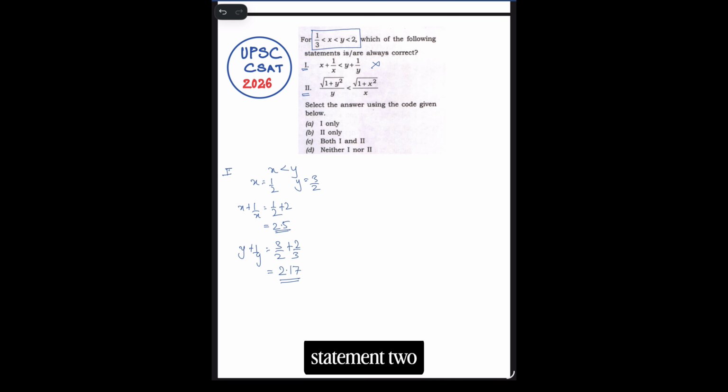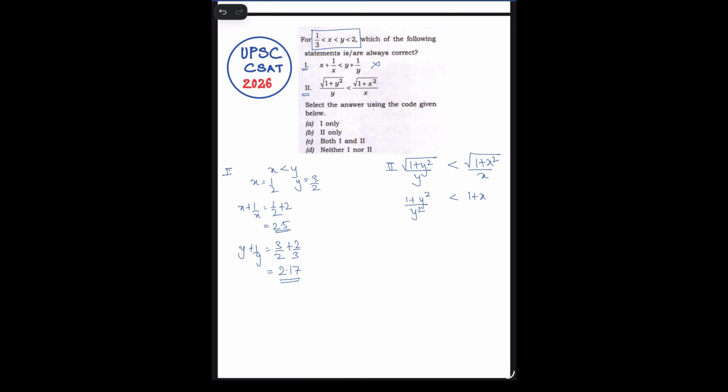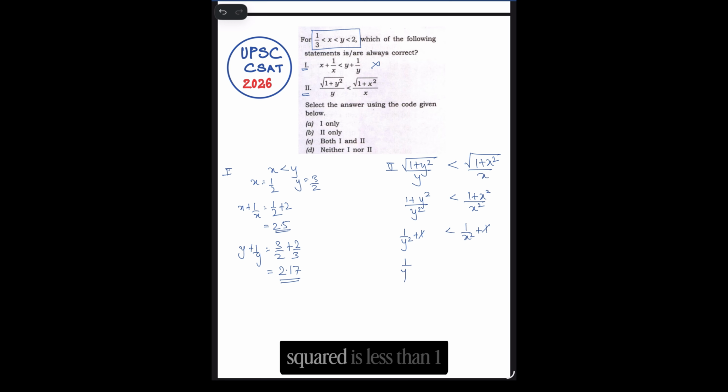Now let us look at statement 2. Statement 2 says that under root of (1 + y²)/y is less than under root of (1 + x²)/x. Since x and y are both positive, we can square both sides without changing the sign of the inequality. So squaring both sides, we get (1 + y²)/y² is less than (1 + x²)/x². Simplifying it further, we get 1/y² + 1 is less than 1/x² + 1. Cancelling 1 on both sides, we get 1/y² is less than 1/x². Now we know that x is less than y. So 1/x² will always be greater than 1/y².